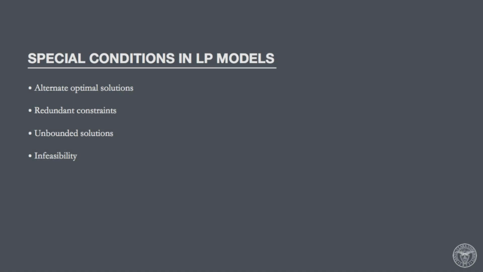We discuss several anomalies in LP models. The first one we call alternate optimal solutions. The second one is redundant constraints. The third one is unbounded solutions. The fourth one is infeasibility.